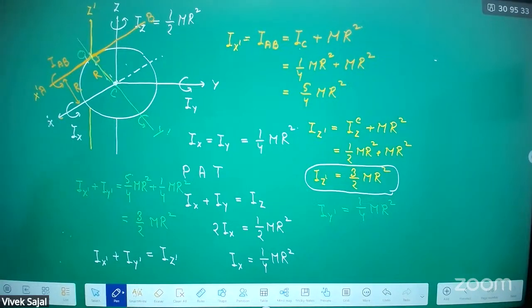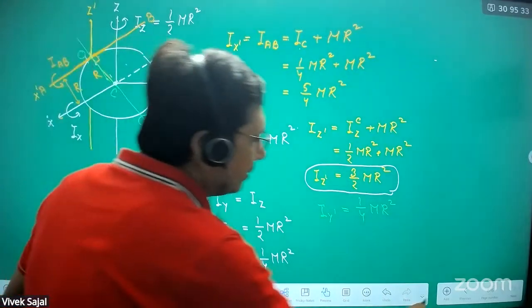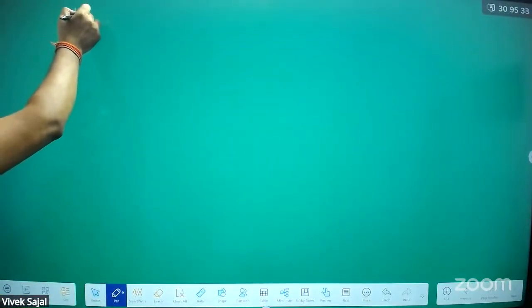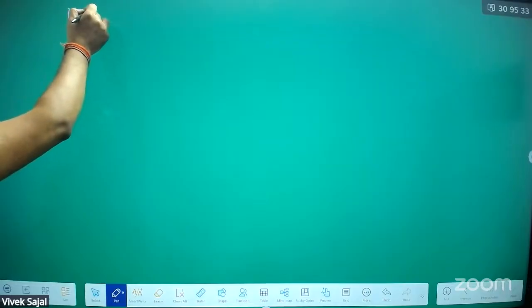Now, here we have applied both the perpendicular axis theorem as well as the parallel axis theorem. So this was a good exercise because both the theorems are applied here. Now, next. Consider a uniform rod.